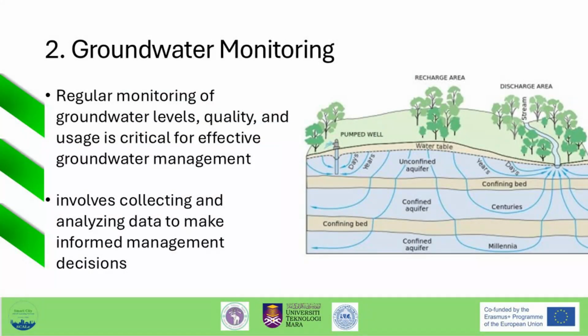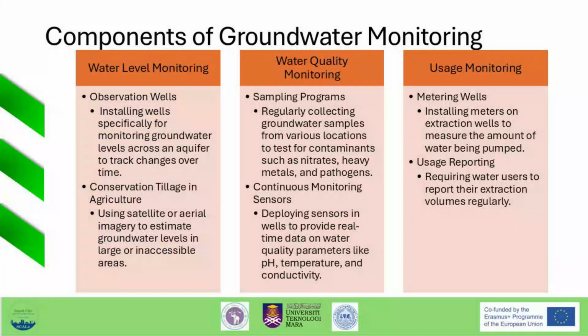The second sustainable groundwater management practice is groundwater monitoring. Regular monitoring of groundwater levels, quality, and usage is critical for effective groundwater management. This involves collecting and analyzing data to make informed management decisions. What are the components that need to be monitored?